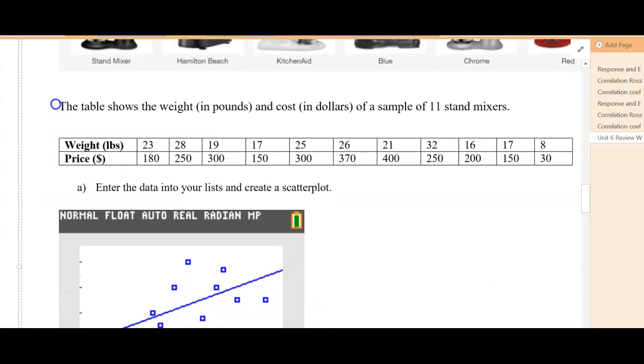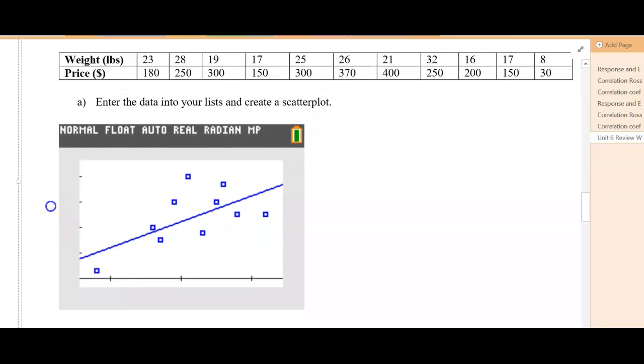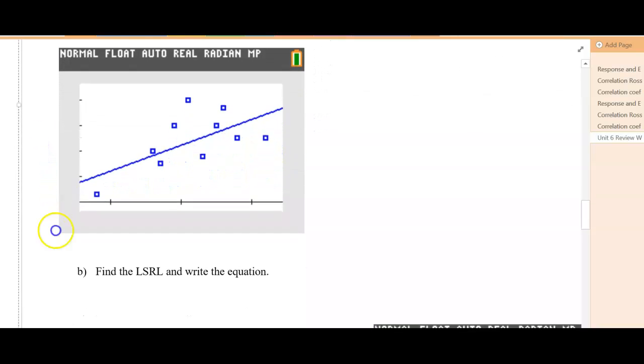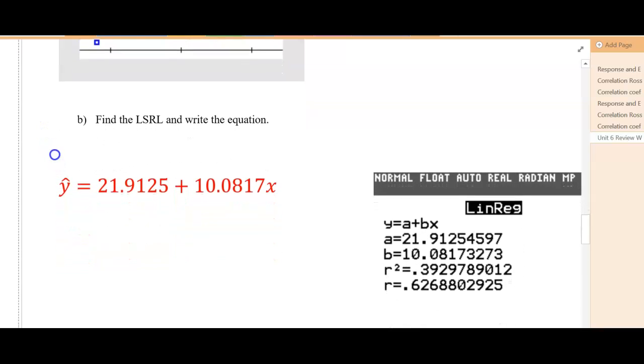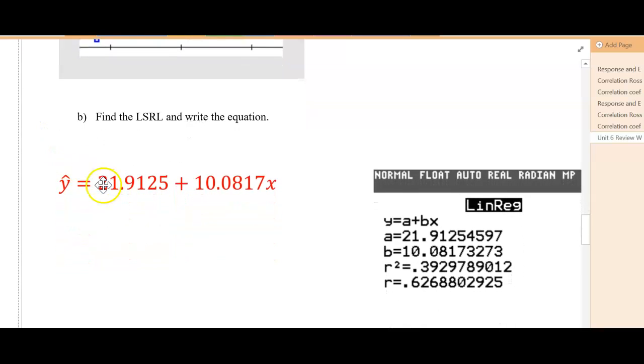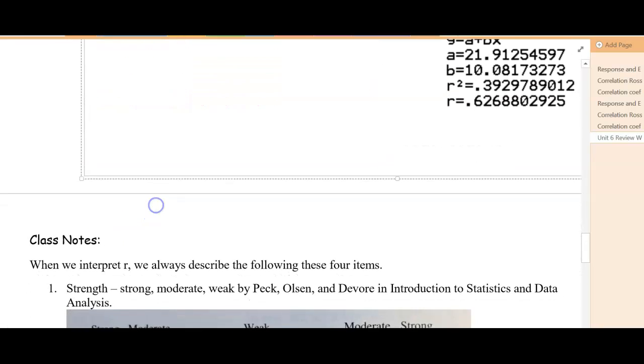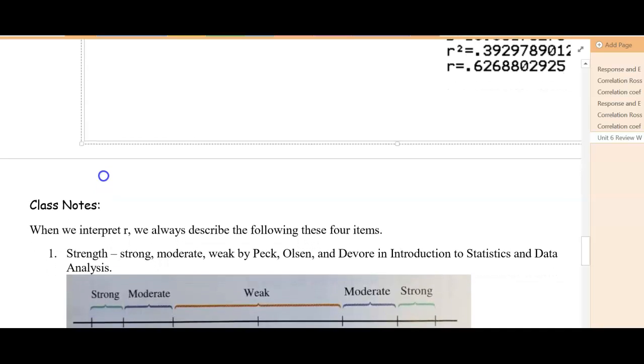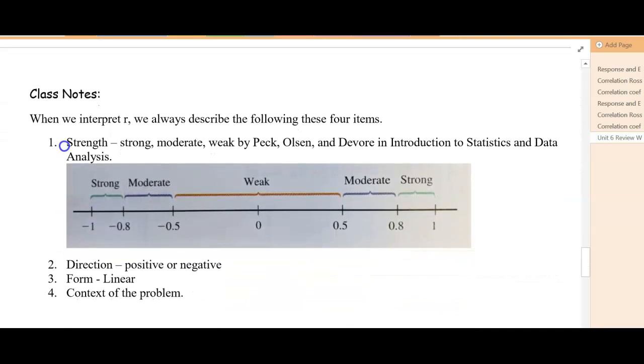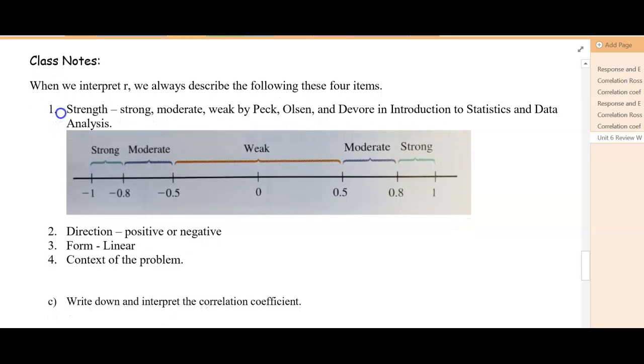So your scatter plot looks like that, and when you ran the regression, your computer output looked like my screen on the right. So then the equation is y hat equals, and we've been using 4 decimal places, and we'll talk more about the y hat in the next unit, but the y hat means the predicted y value. The correlation coefficient was 0.6268, and these are our class notes on interpreting the correlation coefficient.